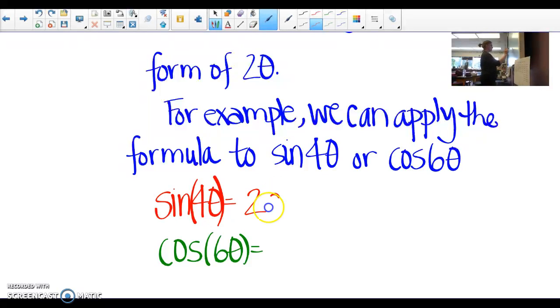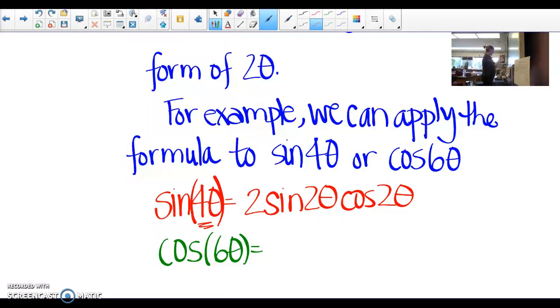It would be 2 sine of 2 theta, because we're going to split this angle in 2, cosine of 2 theta. And then if you look back at your cosine identities, you can pick any one of the 3. I'll do the one, cosine squared u minus sine squared u.